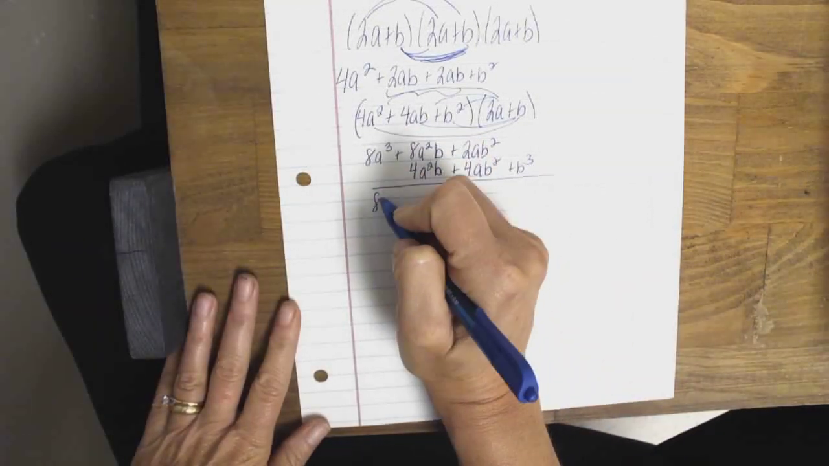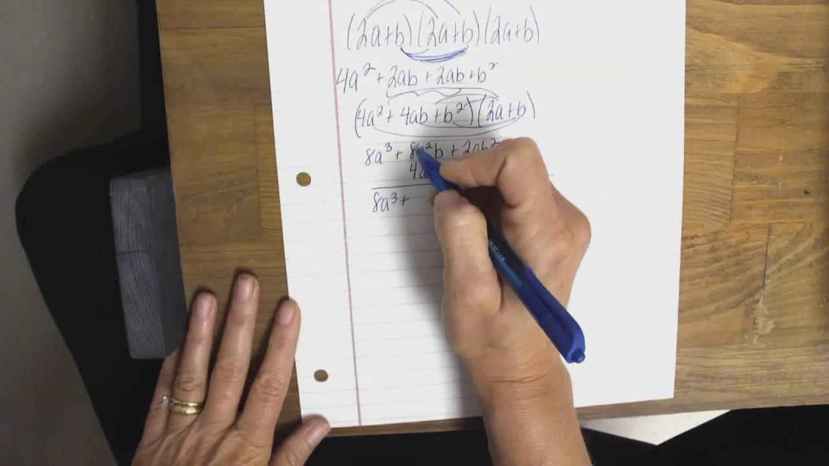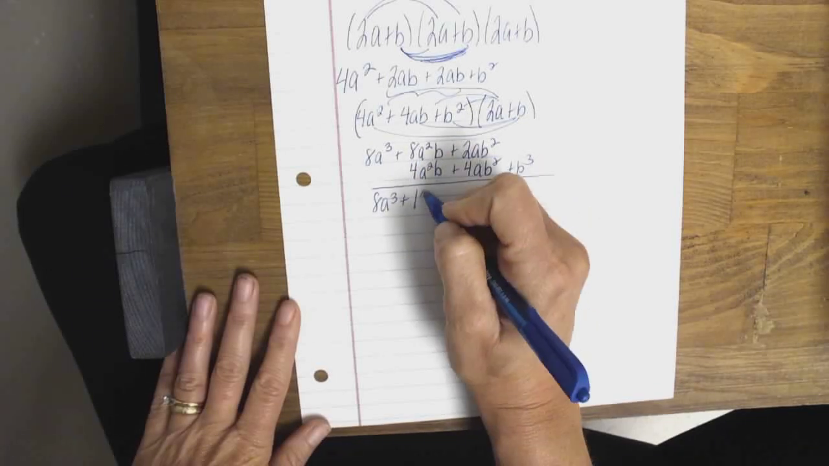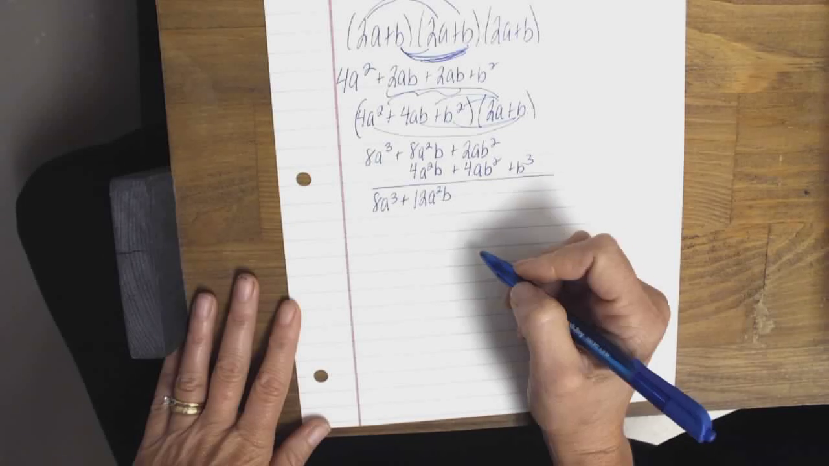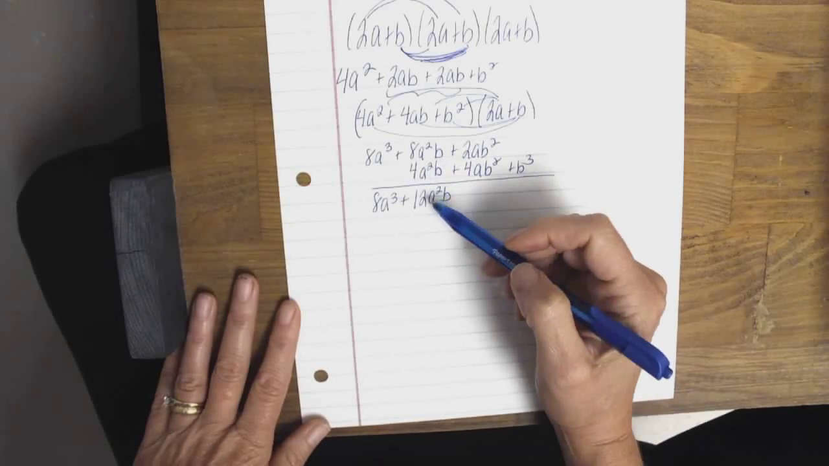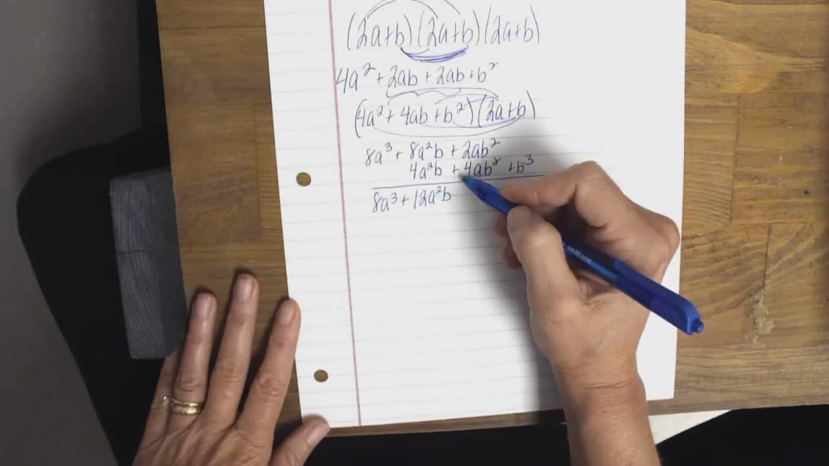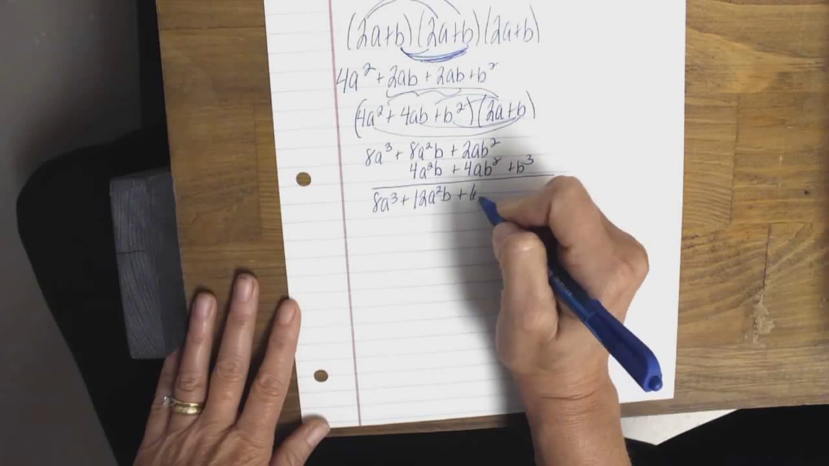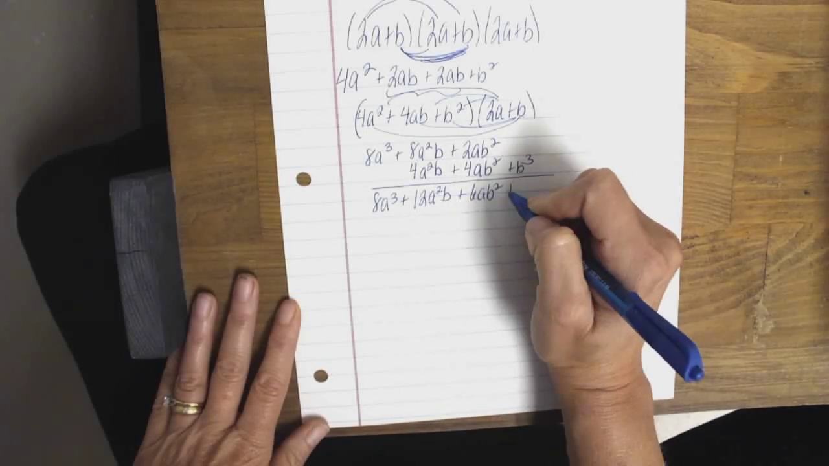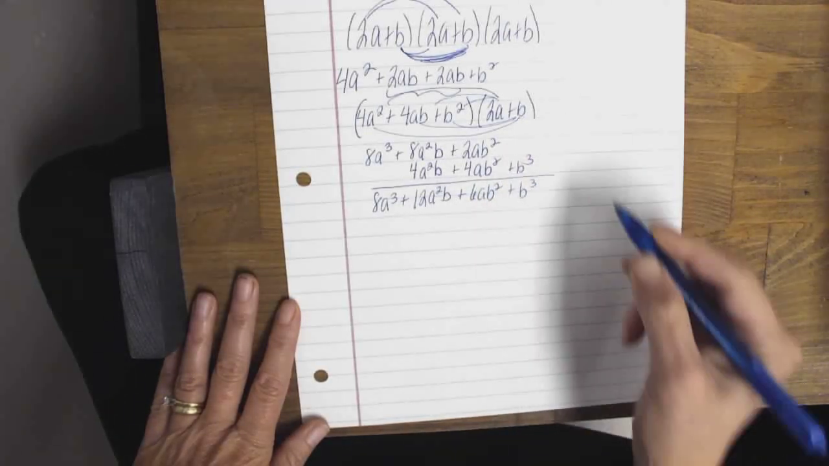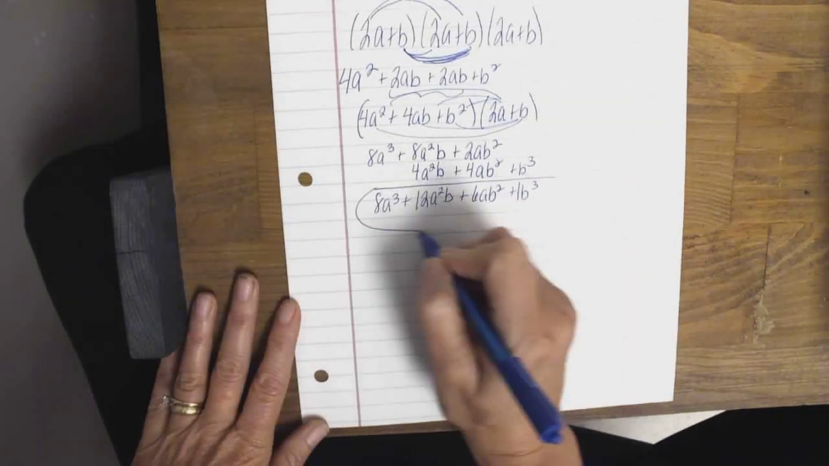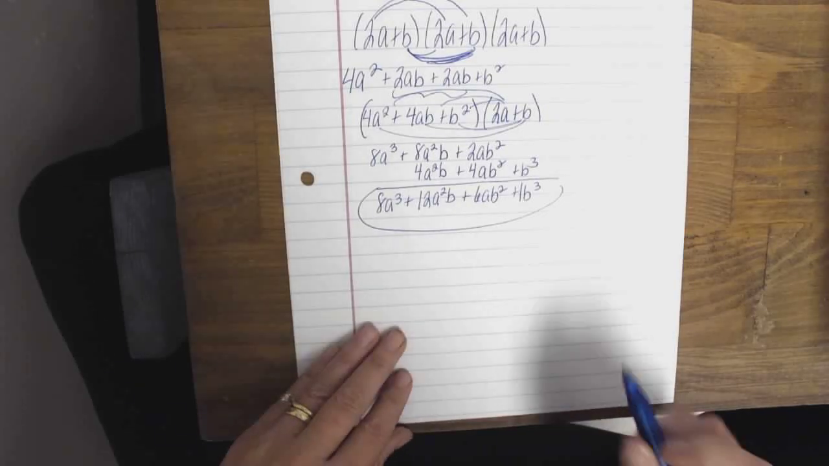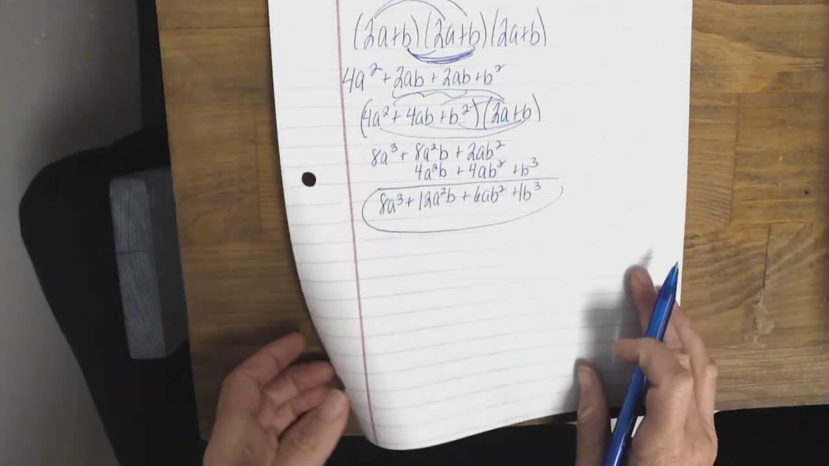So now I have 8a cubed, 12 when I add those together, a squared b. Again, do not change exponents there when you're adding. 2ab squared plus 4ab squared is 6ab squared, and then a b cubed on the end. If you really want a coefficient in front of that, you can put a 1. So there is an example of cubing a binomial.